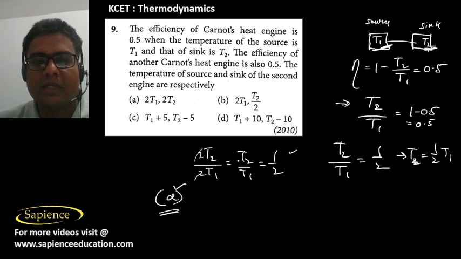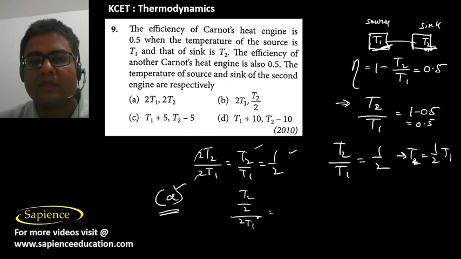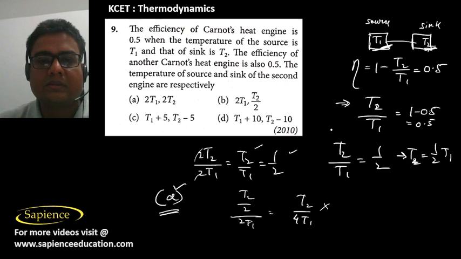Why in option A only? The ratio is coming the same as T2 by T1. But in option B it will come as T2 by 2 by 2T1, that is obviously T2 by 4T1. So we won't get T2 by T1 here. And in C and D also, obviously we will not get the ratio as T2 by T1. So only option A is the correct answer.